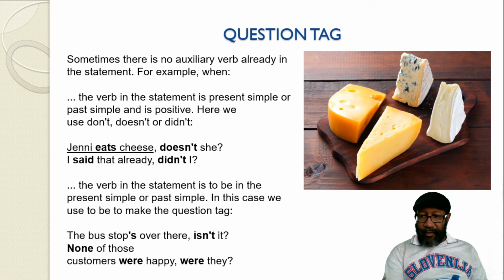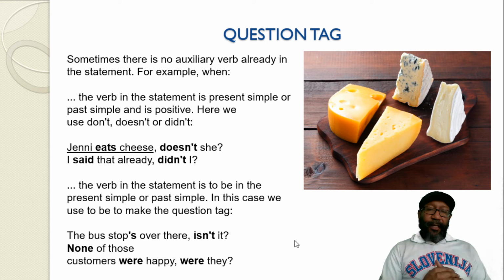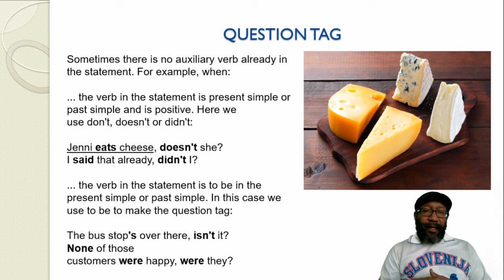But when you're going to do the question tag, you use the auxiliary verb, in this case in the negative, in the present simple. I said that already, didn't I? So in this case, "said" is the past form of the verb to say. So you use the question tag formed by did in the negative form, didn't I?